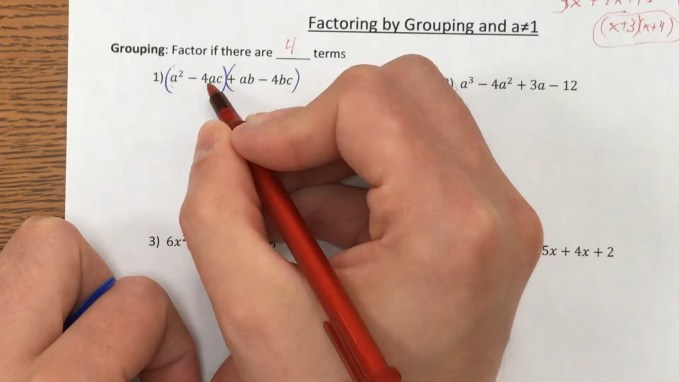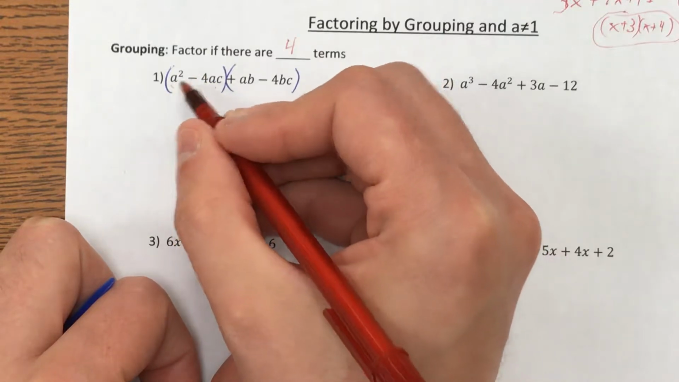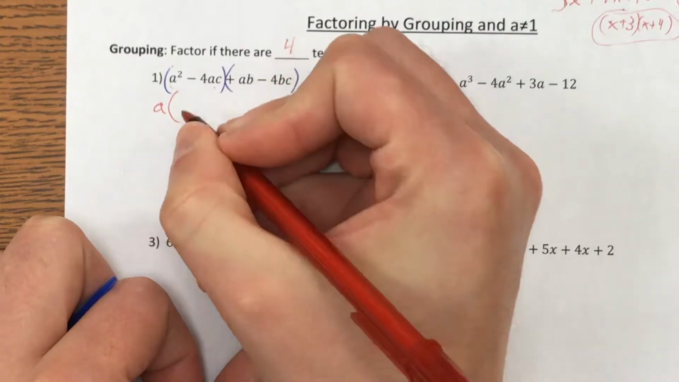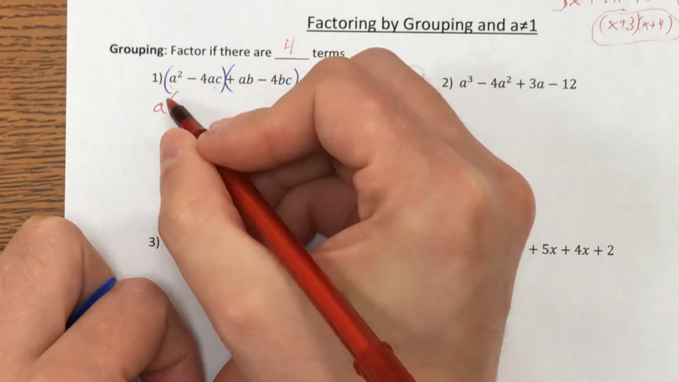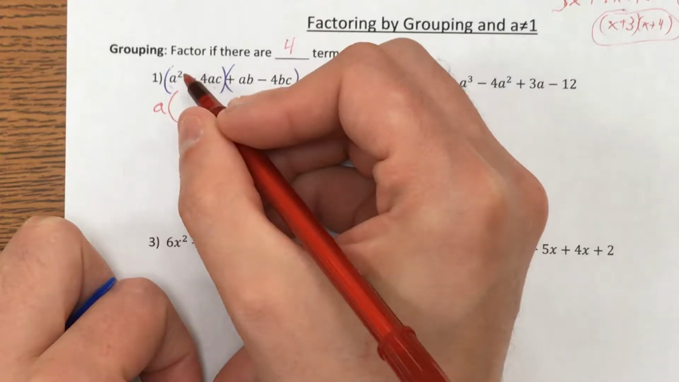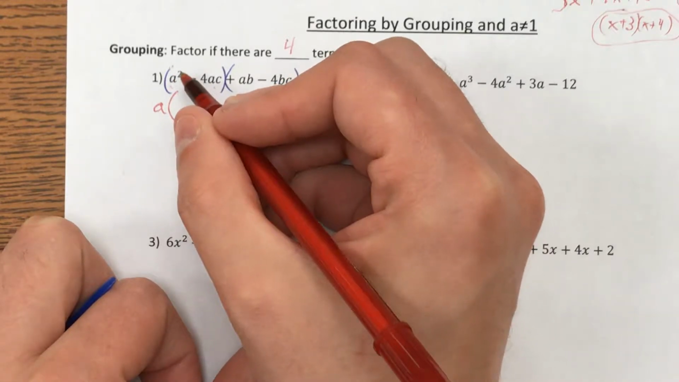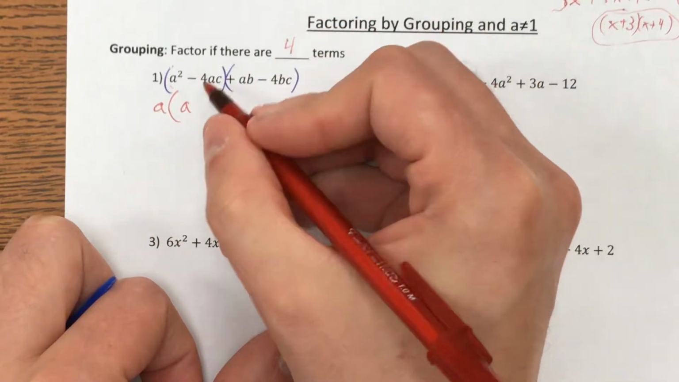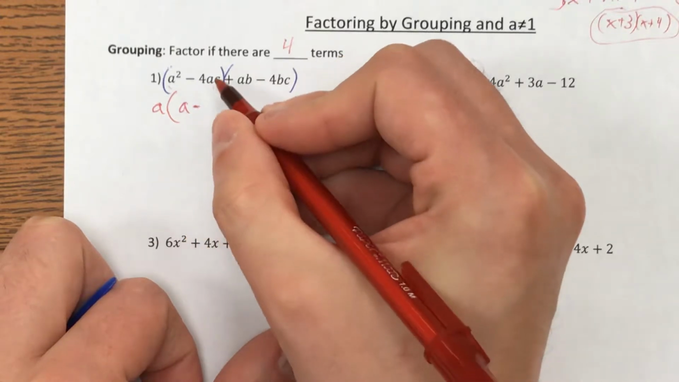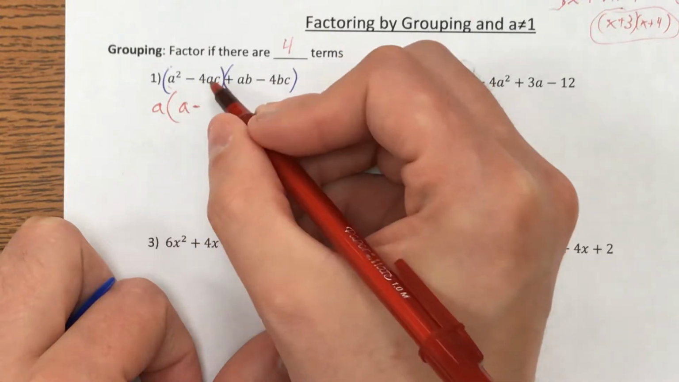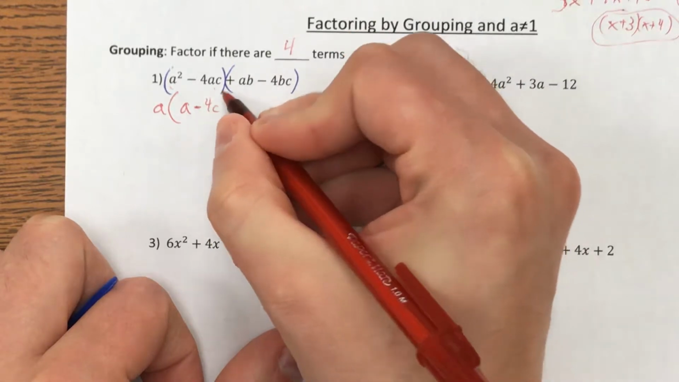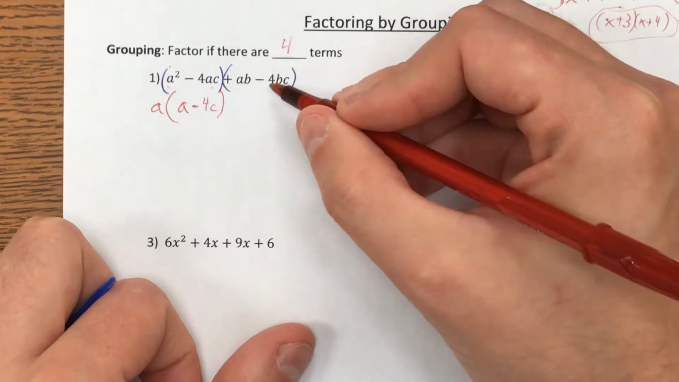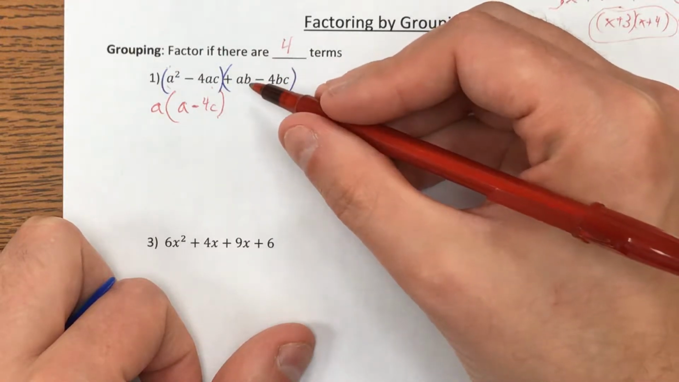In this case, there is no number that they both have, but there is a letter. Both of these have an A, so you can pull out an A. When you take out an A, since this is an A squared, this is like having 2 A's. If you have 2 A's and you take away one of them, you just have 1 left. Bring down the minus sign. And then 4AC, if you take away an A, is just going to be a 4C. Boom. Done.